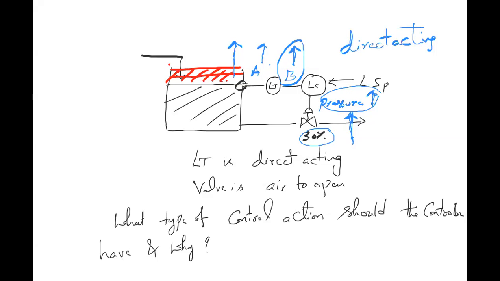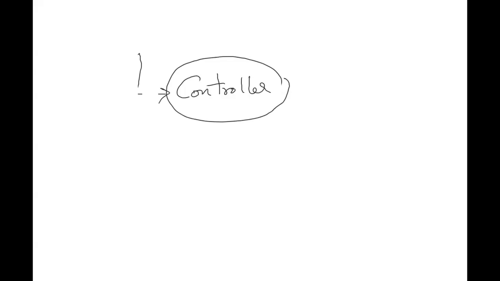Is it clear to everybody? So basically, for the controller, if the input increases, does the pressure increase or decrease? If input increases and the pressure increases, it is direct acting. If input increases and pressure decreases, it is indirect acting. That is how you have to decide.